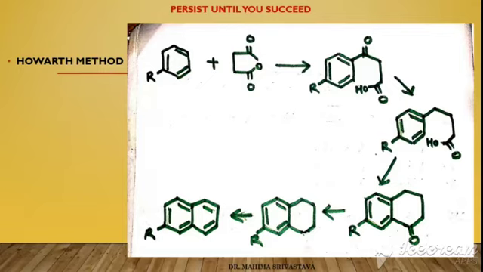The fourth step involves again the Clemmensen reaction of alpha tetralone, giving tetrahydronaphthalene, again in amalgamated zinc and HCl couple. And the last step is the dehydrogenation of tetrahydronaphthalene in the presence of selenium and at high temperature, which finally results in the formation of naphthalene.